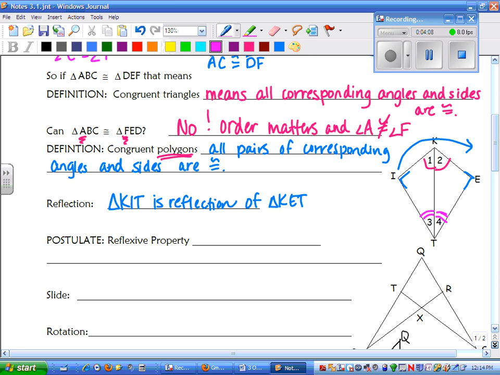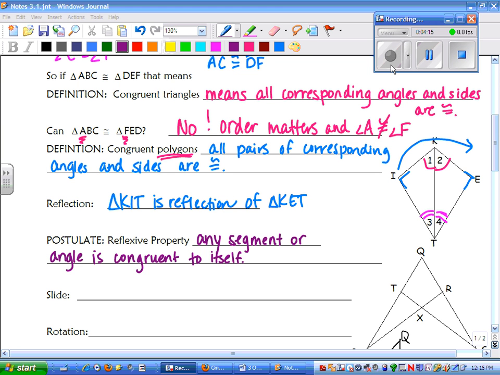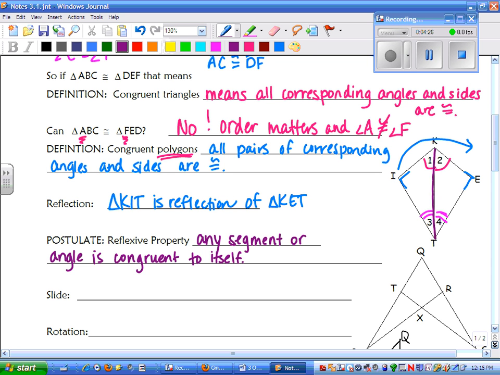We've talked about this before, the reflexive property, which is any segment or angle. It's got to be congruent to itself. Okay, so I could say an angle is congruent to itself, or a segment is congruent. Looking at this picture here, what would come in handy in a proof is that KT is congruent to itself, because it's part of both triangles, triangle KIT and triangle KET. So that would help us prove triangles congruent. So an example would be KT is congruent to KT.